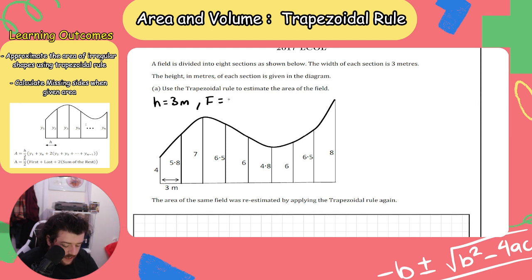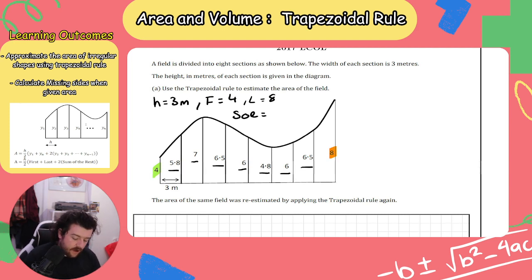My first height is going to be equal to 4. My last height is going to be equal to 8. And then the sum of the remaining heights, sum SOR, sum of remaining, just so we don't have to write it out. The sum of the remaining heights is going to be 5.8 plus 7 plus 6.5 plus 6 plus 4.8 plus 6 plus 6.5. So I'm going to add these up now. Hopefully I add up right. 5.8 plus 7 plus 6.5 plus 6 plus 4.8 plus 6 plus 6.5. The sum of the remaining is equal to 42.6 meters.